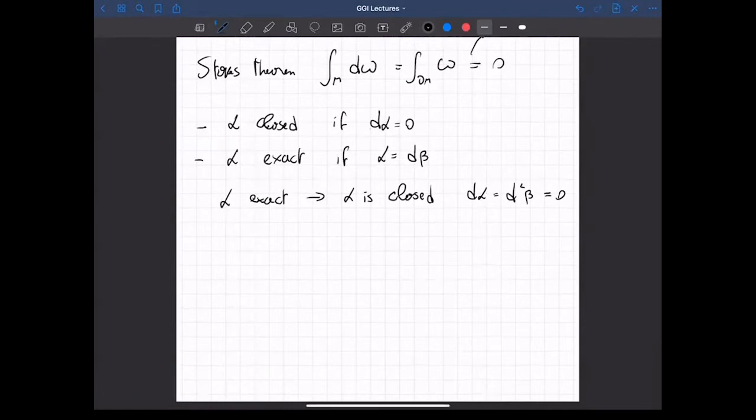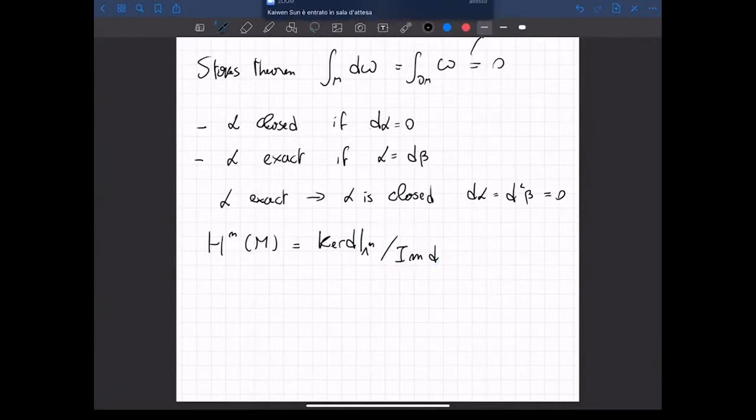Vice versa, there are forms that are closed but not exact. So it makes sense to define the cohomology group as the kernel of d over the image of d. Maybe I should say that the kernel is computed over lambda n of M, and the image is over lambda n minus 1 of M. So the integral of alpha is relevant because it can be modified by an exact form and this doesn't change it. So the integral depends only on the cohomology class.